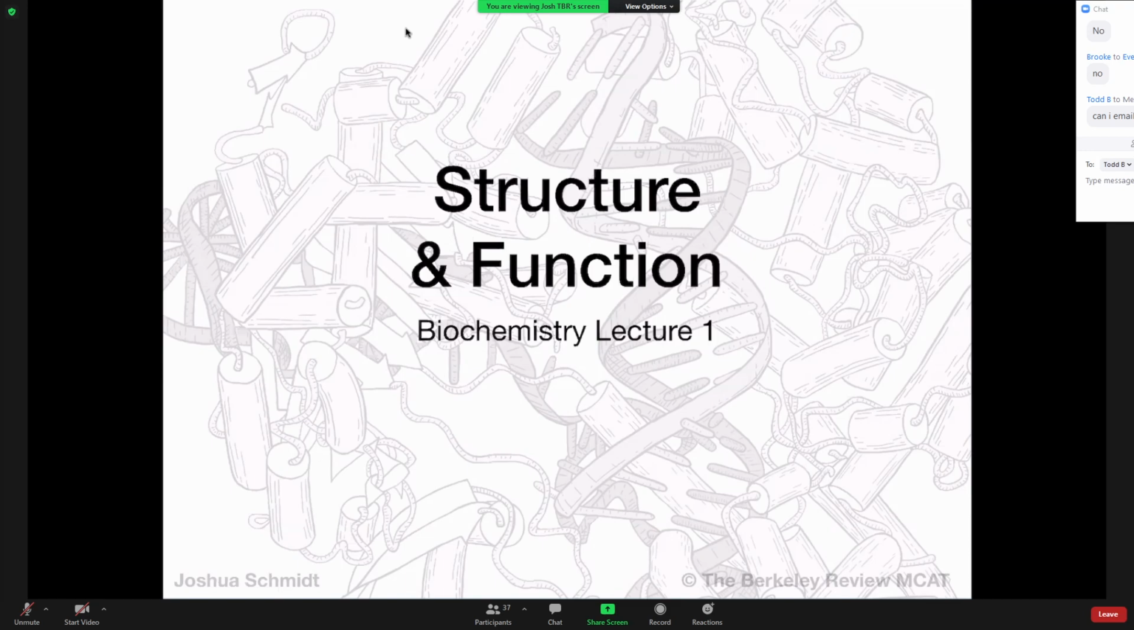Okay. So today we're talking about structure and function. This is where all of biochemistry starts, right? If you open up any textbook or any traditional biochemistry class, the very first part is going to go over structure and function, right? Cellular structure and function. We're going to touch a little bit on viruses.